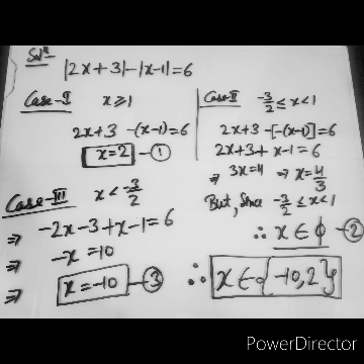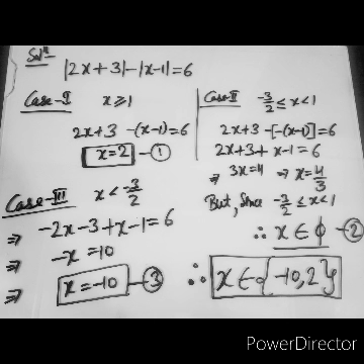Now in case 2, when x is less than 1 but greater than or equal to minus 3 by 2, the bracket of x minus 1 opens up with a negative sign, which further gives us 3x equals 4, and we get the value of x equals 4 by 3. But since x is less than 1 and greater than or equal to minus 3 by 2, therefore x belongs to the null set. There is no solution of this equation.